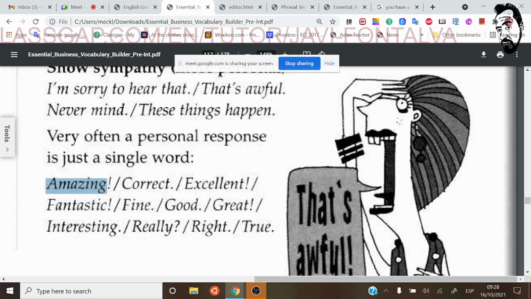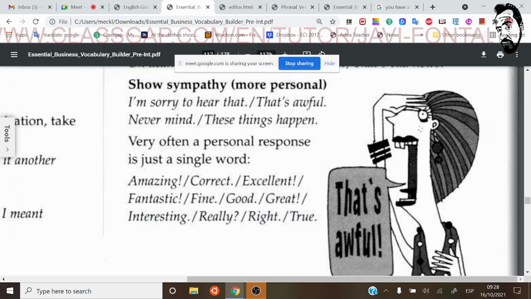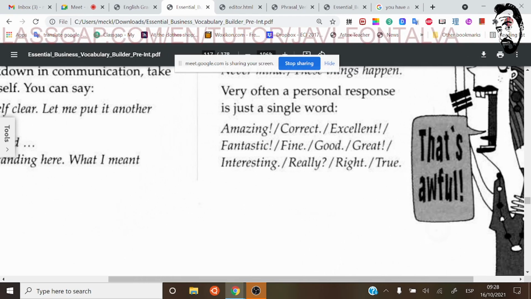Oh, okay. This is all typical. Amazing. Correct. Excellent. Fantastic. Fine. Good. Great. Interesting. Really? Right. True. Yeah. Very, very, very common. All this.